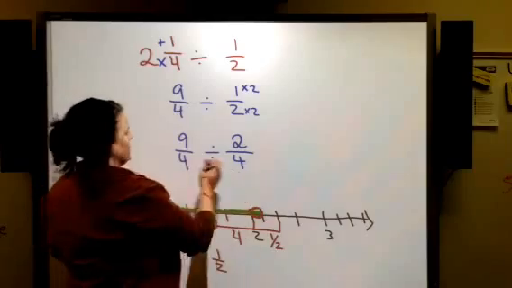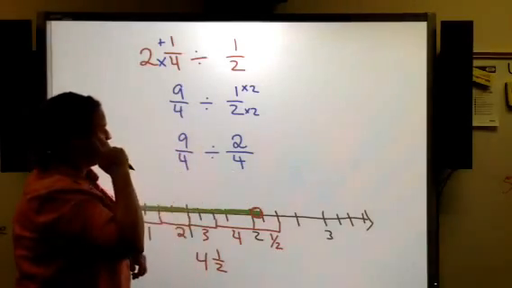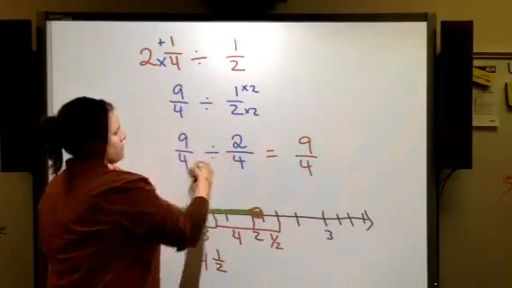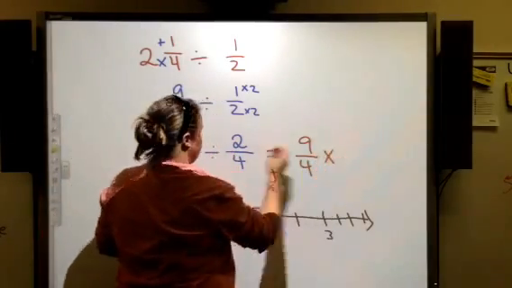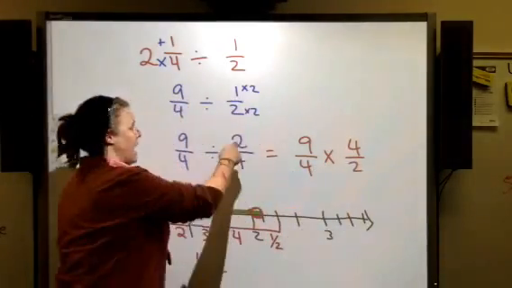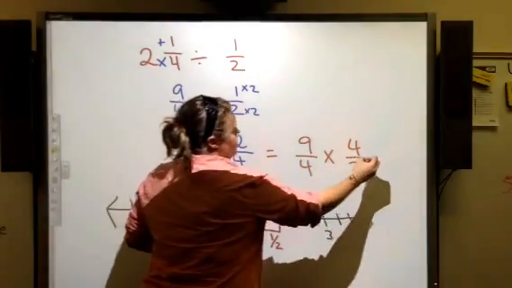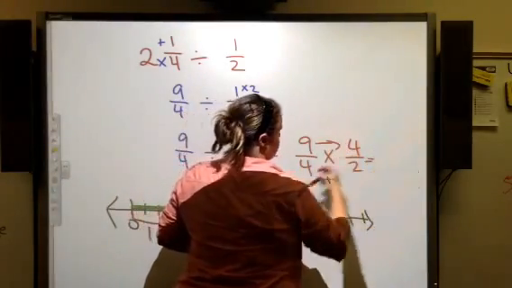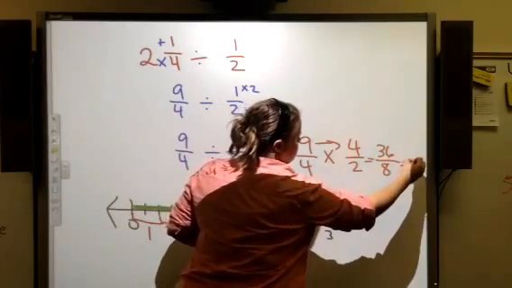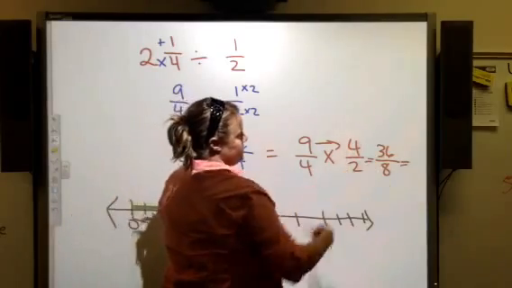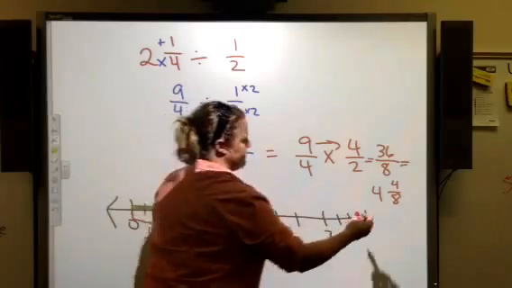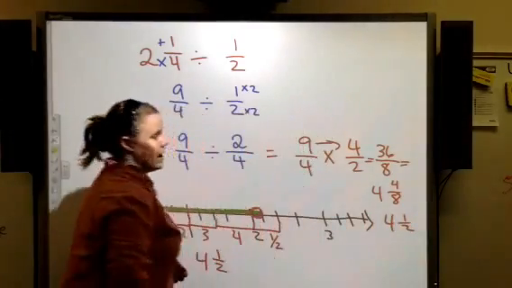Algebraically, what this looks like, you take your problem 9/4 divided by 2/4, and then you multiply by the reciprocal. So we multiply by the reciprocal of 2/4. The reciprocal is the opposite, the flipped version. So then we have 9/4 times 4/2, and that equals 36/8. And when you simplify that, you get the same answer. 8 goes into 36 4 times, with 4 left over, 4/8. And again, simplifying it down to 4 1/2.